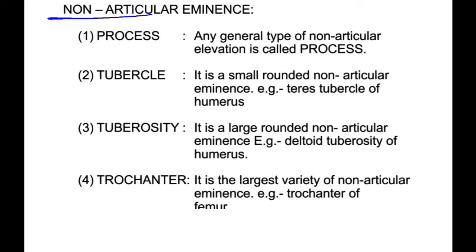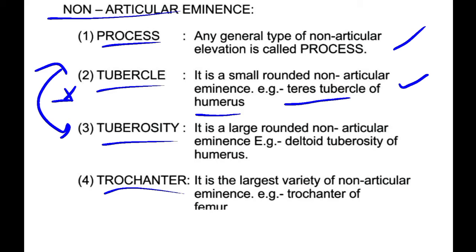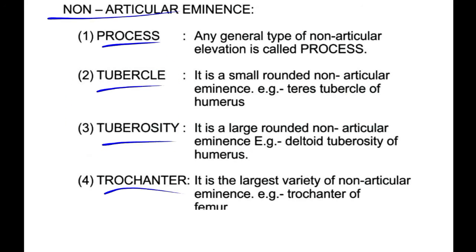Next, non-articular eminence: process, tubercle, tuberosity and trochanter. We will differentiate tubercle and tuberosity. Remember this. Process, a general non-articular elevation, is called a process. Tubercle, a small rounded non-articular eminence, teres tubercle of humerus. A large rounded non-articular eminence is called tuberosity of humerus. Remember the difference between tubercle and tuberosity. Trochanter, for example third trochanter in horse femur bone, is the largest variety of non-articular eminence.